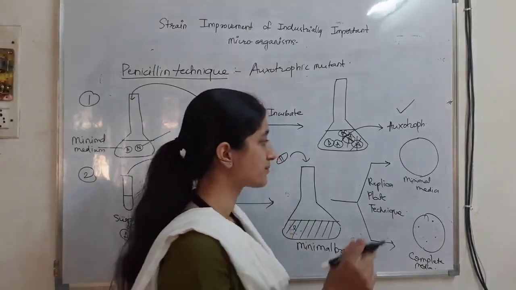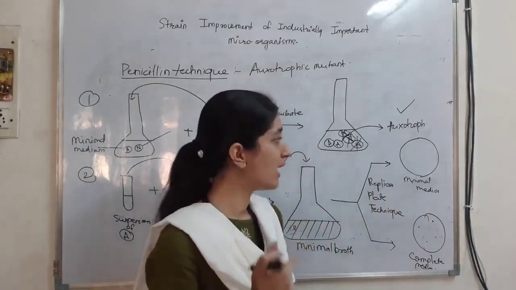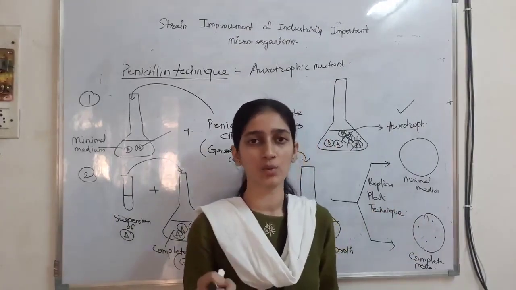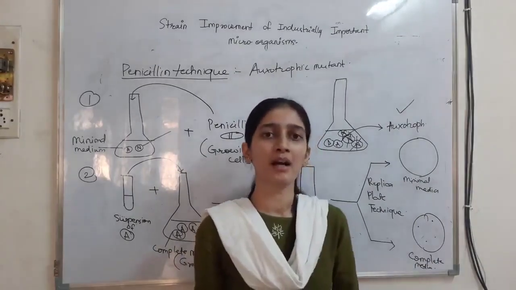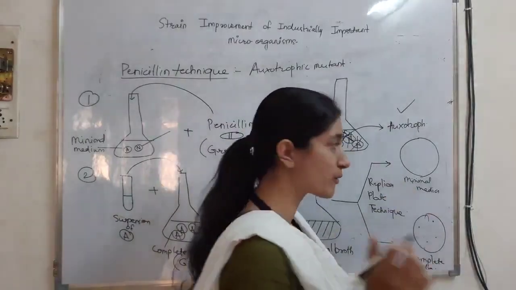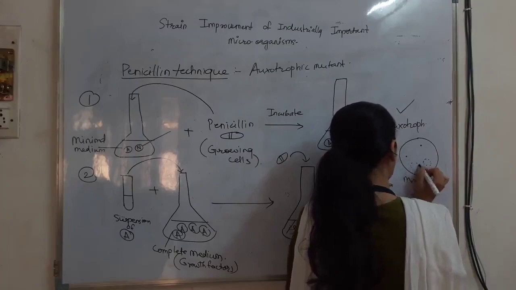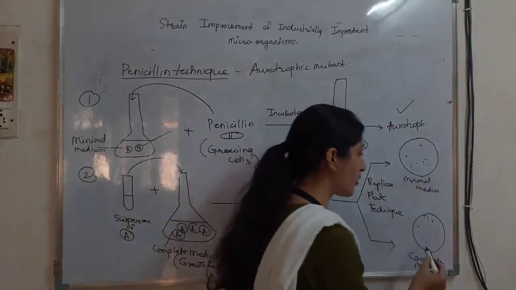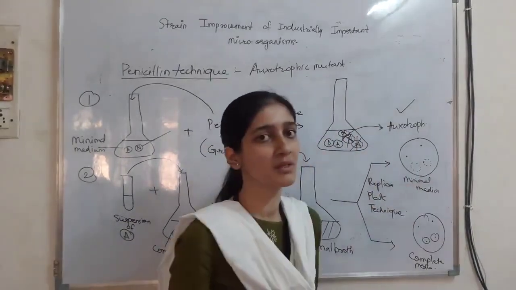Now we can prepare a minimal media which lacks a growth factor required for the auxotroph, and replicate it by using a replica block and velvet cloth. We simply take an impression of the complete medium onto the minimal medium, and after incubation we might find growth of certain colonies and absence of growth of certain colonies. From this we can conclude that these two colonies are auxotrophic mutants. Why? Because they don't grow on minimal medium.